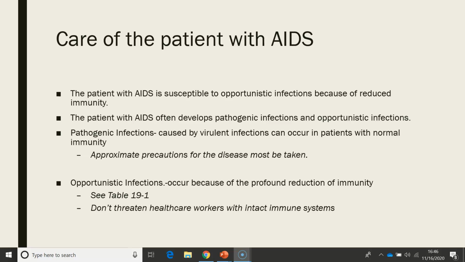The only special treatment that a patient with HIV disease needs is when their viral loads are higher, when their CD4 T cell counts are low, and they do not have the ability to fight off infections because the patient themselves is more immunocompromised. So that's what we're going to be talking about now, is care of the patient with AIDS.